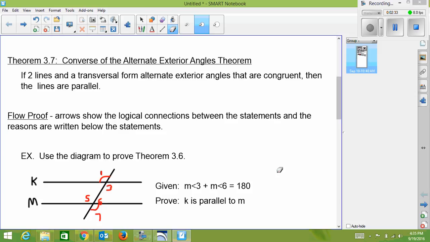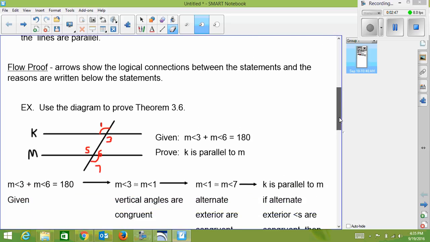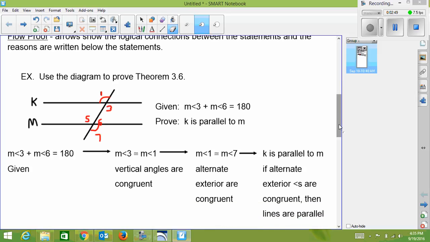The information that's given is right here. The measure of angle 3 and the measure of angle 6 equals 180. And so we should be able to pair that with a theorem from up above. But it says prove that K is parallel to M. Given what they give you, through a series of steps, can you prove it? Measure of angle 3 plus measure of angle 6 equals 180. That's what they gave us. So we know that. If you know that, what can you do from there?